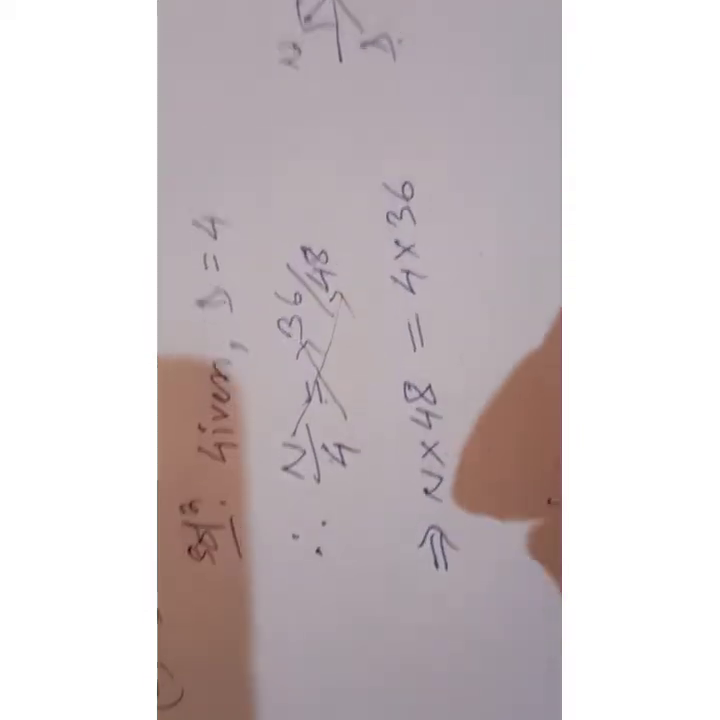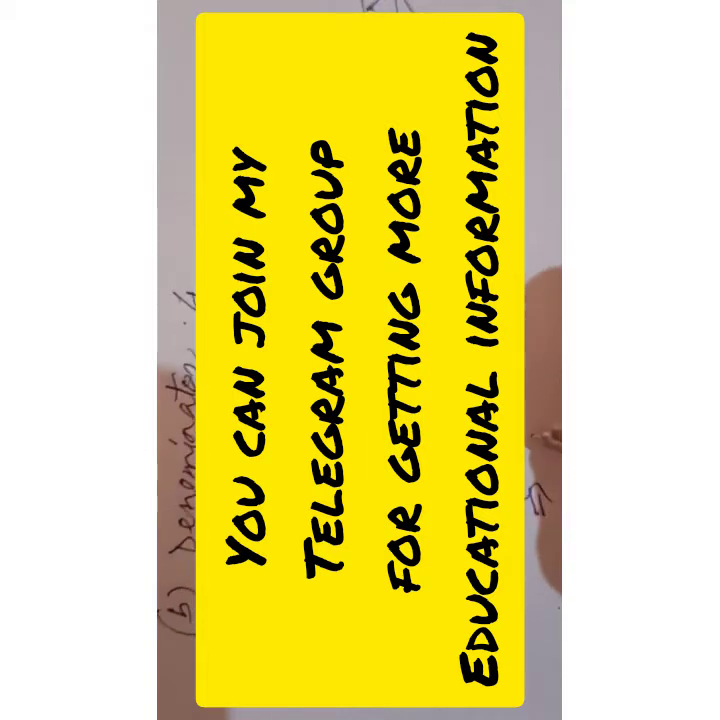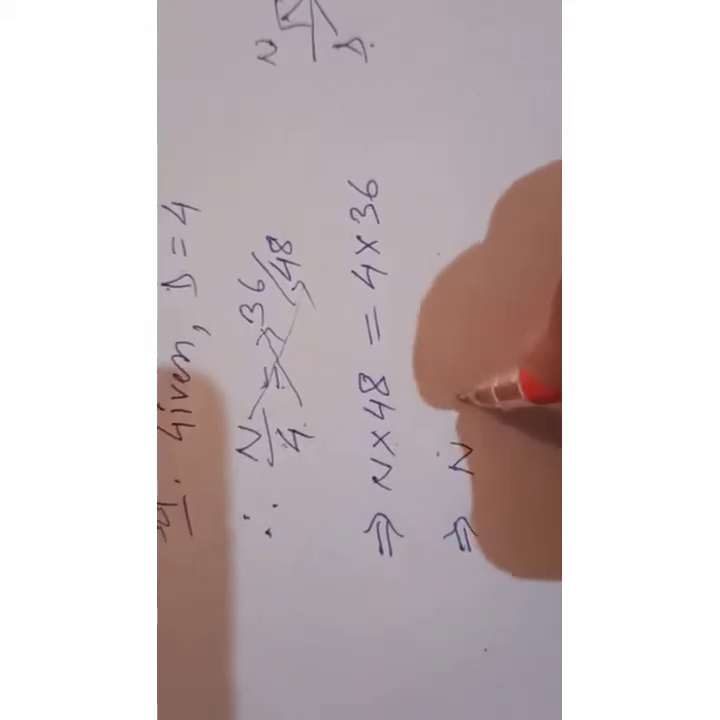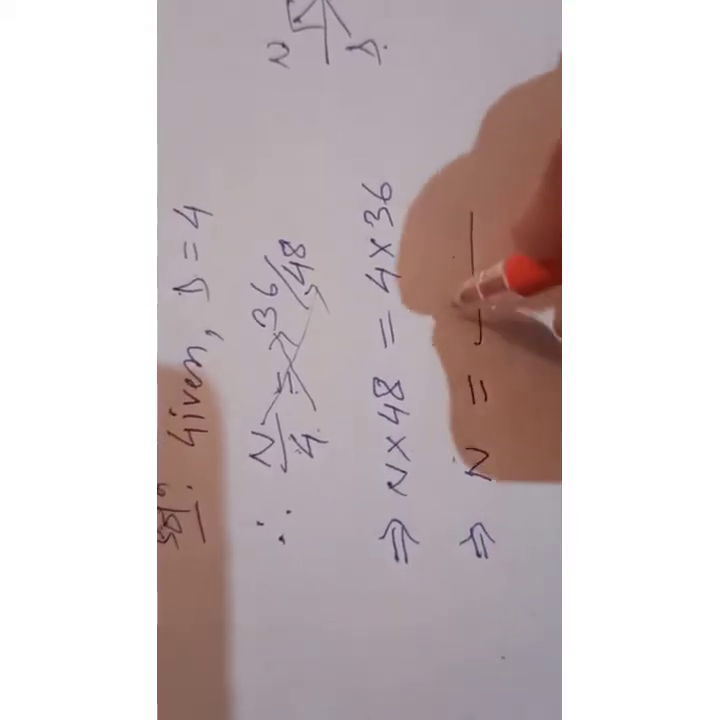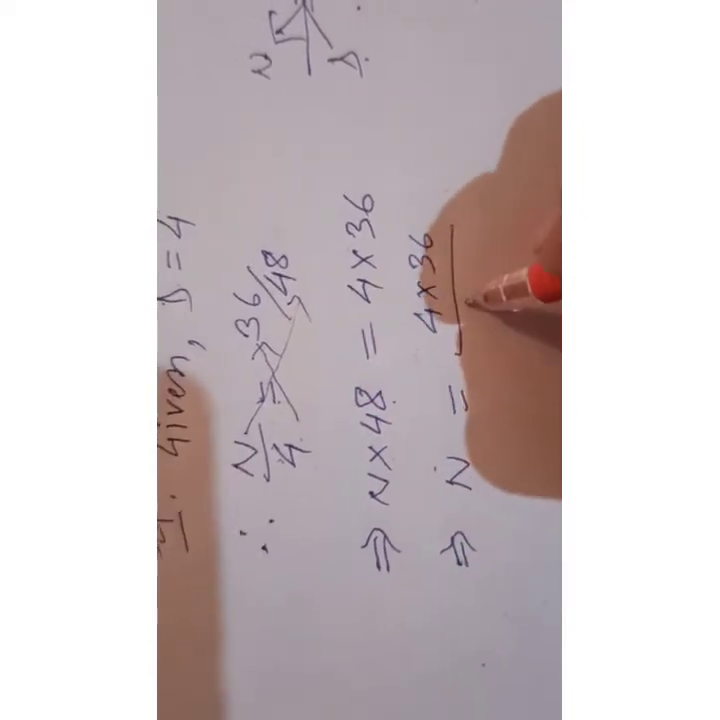Then you see you need n. N means numerator. So n equals, like the previous one, 4 into 36. This will remain the same and this will come down.